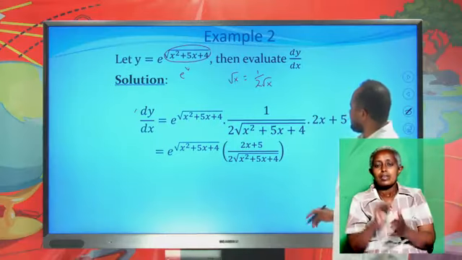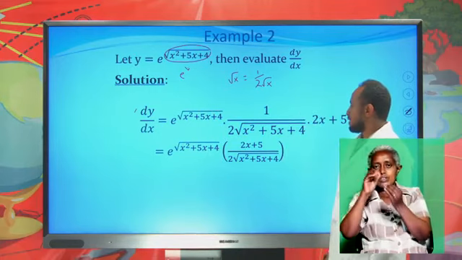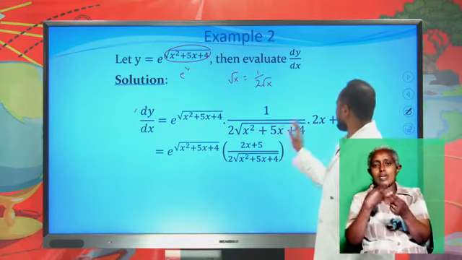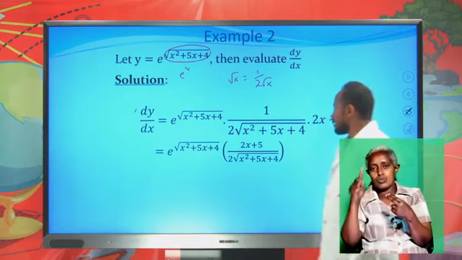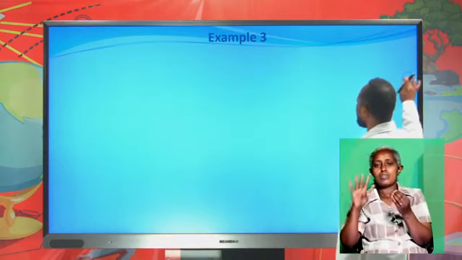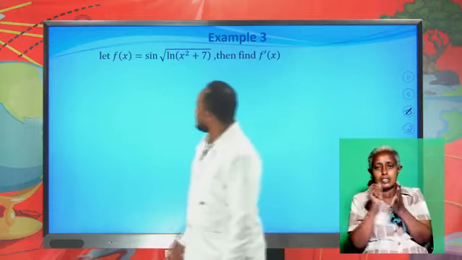I can rewrite this in this form. We have e raised to the square root of x squared plus 5x plus 4 times the product of the two, which is 2x plus 5 over 2 times the square root of x squared plus 5x plus 4. Now, let's see another example, third example.